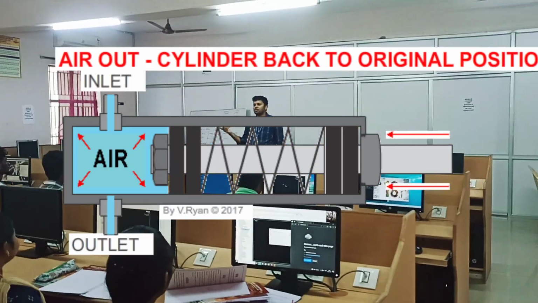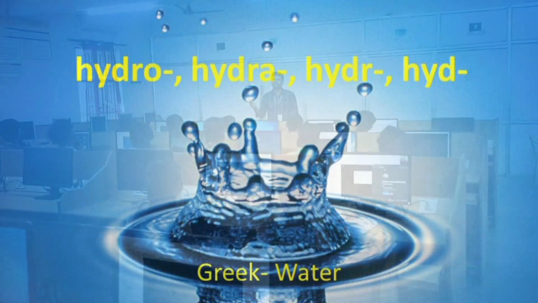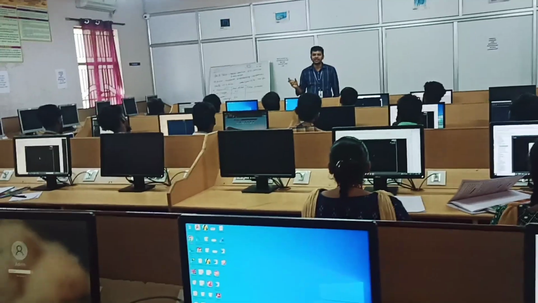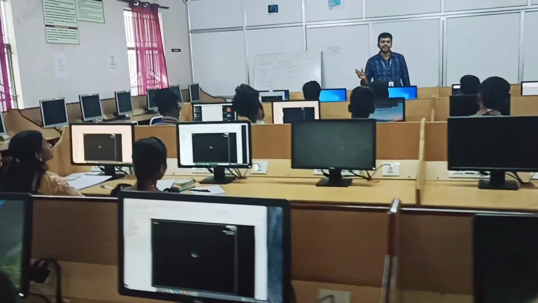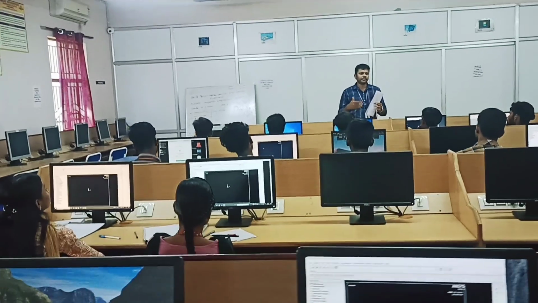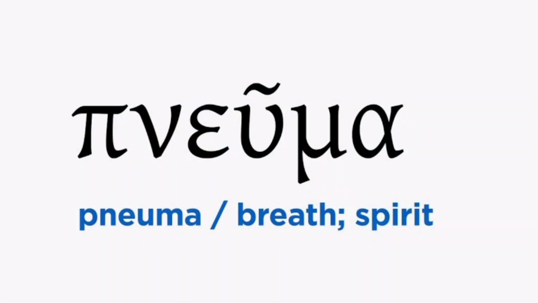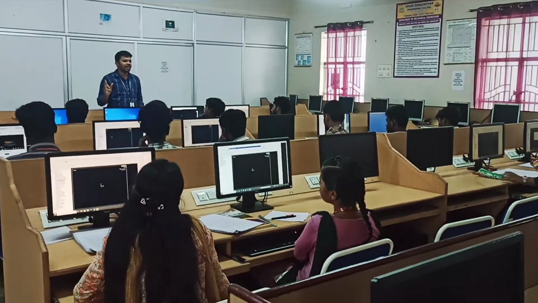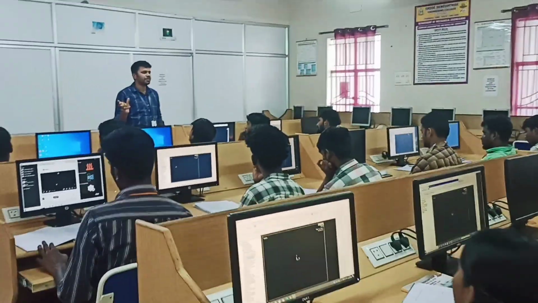Hydro means water, and aulos means pipe or tube. It originally referred to water driven systems such as the ancient hydraulis, a type of water powered organ. And the word pneumatics is derived from pneumo, which means air or breath. It signifies systems that use compressed air or gases for movement and power transmission.